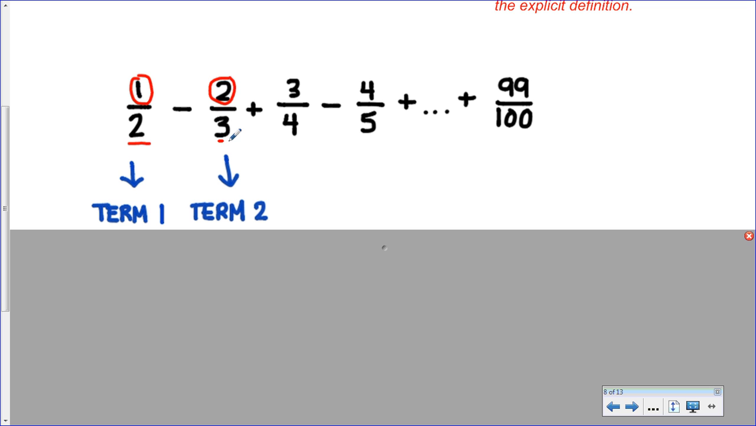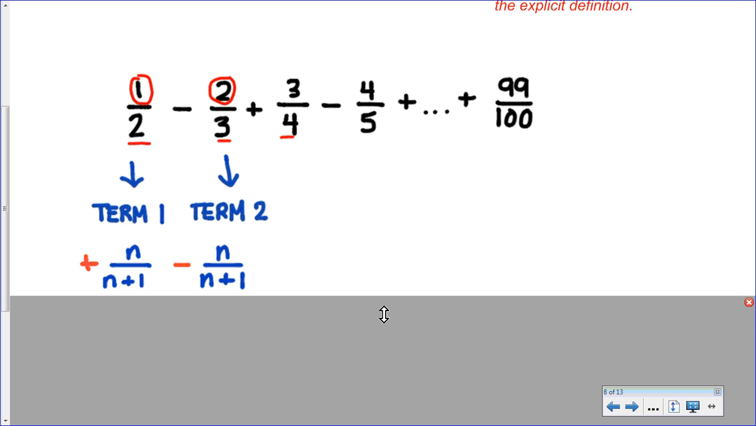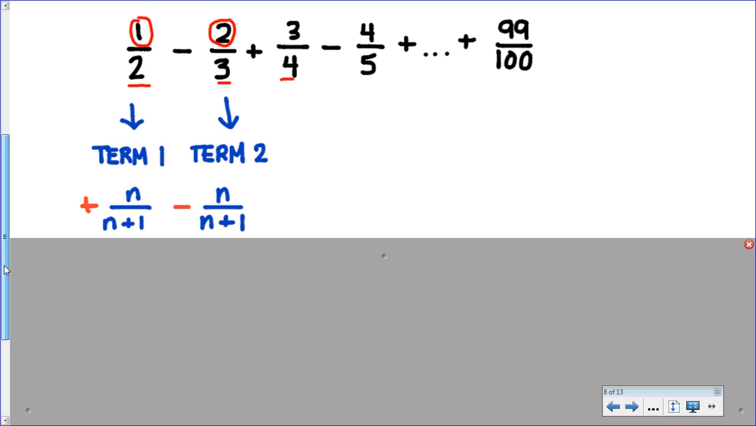The term number plus 1, the term number plus 1, and so on. So you can think about these as being n on top and n plus 1 on bottom, where n is the term number. And then, of course, I changed the color so you could see it. The first term is positive, the second term is negative, the third term is positive, the fourth term is negative, and so on. The hard part of this definition is to come up with how do you deal with that negative.